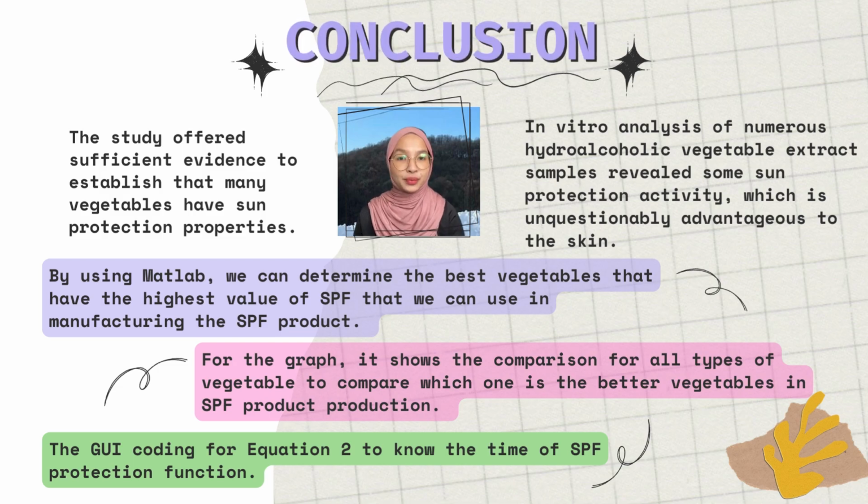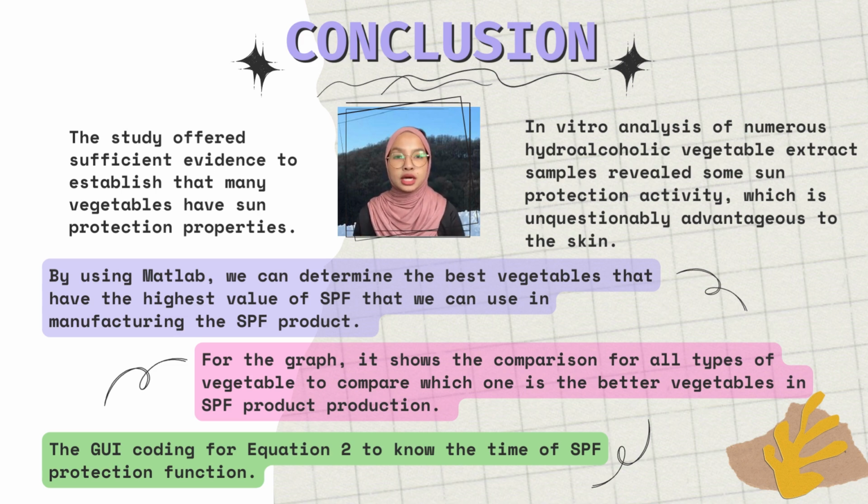From the study of our project, the study offered sufficient evidence to establish that many vegetables have sun protection properties that can protect the skin from the detrimental effects of various physicochemical variables. By using Matlab, we can determine the best vegetables that have the highest SPF value that we can use in manufacturing SPF products.